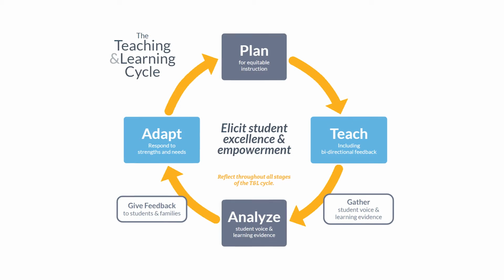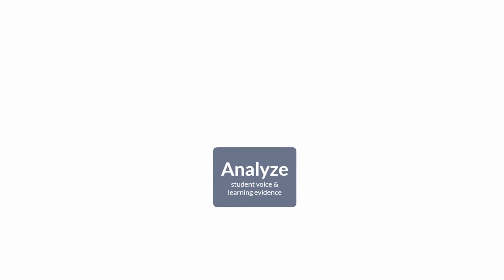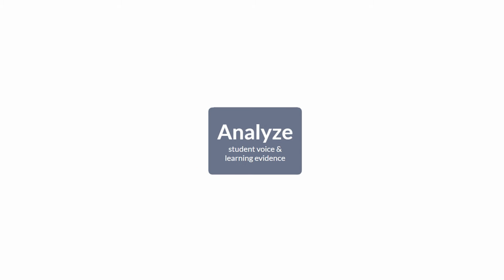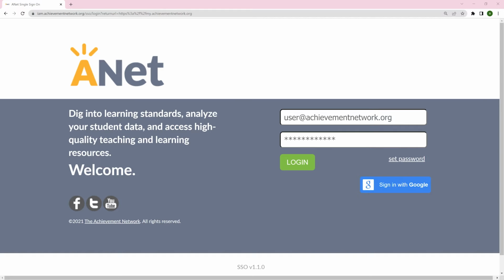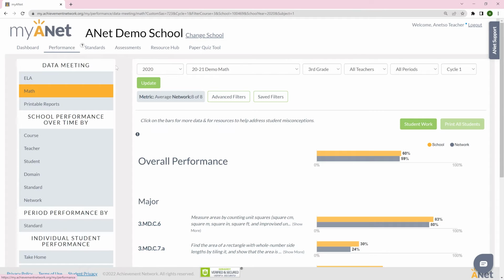Analyzing formative results allows you the flexibility to respond to discrete misconceptions and target support for the students who need it the most. Let's say you're a third grade math teacher and your students have just taken an enact interim assessment. You can log into myANet and see your students' results.